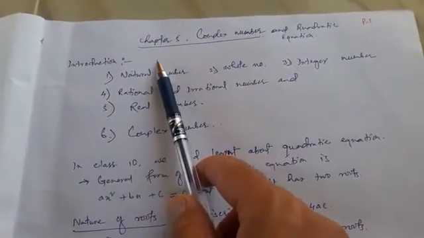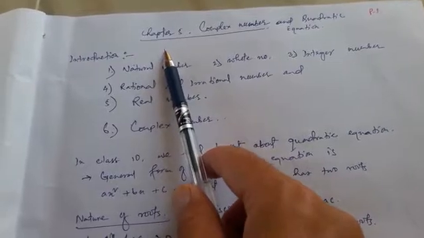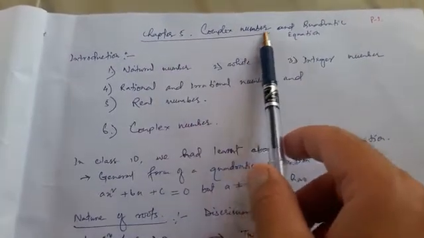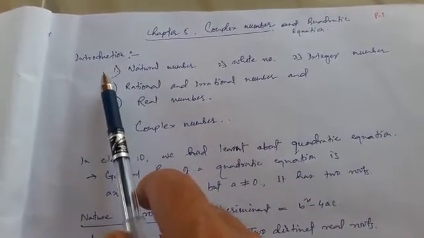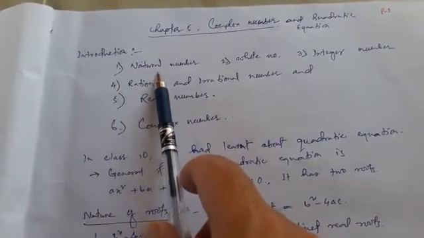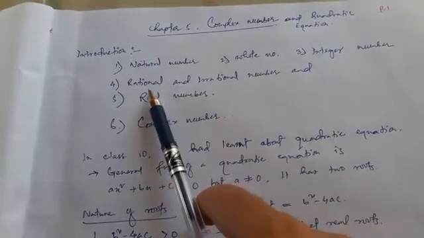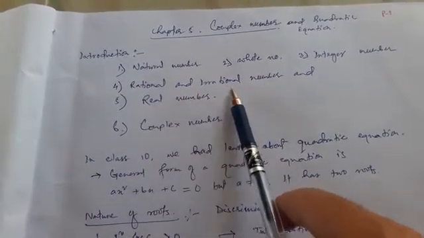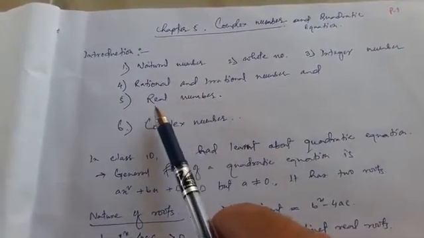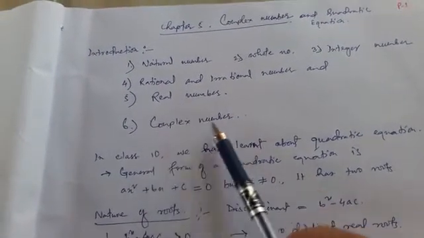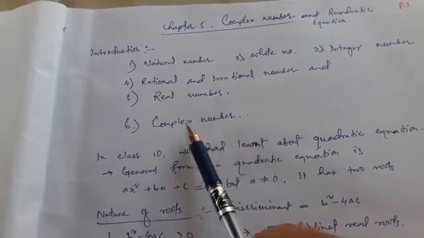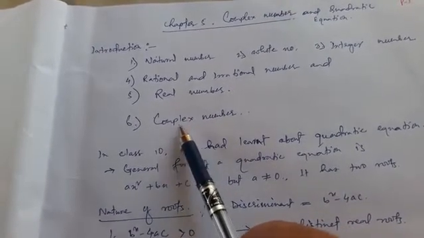Today let us learn about chapter number 5, complex numbers and quadratic equations. In the earlier classes we had learned about natural numbers, whole numbers, integers, rational and irrational numbers, and real numbers. These real numbers we learned in class 10. Now, complex numbers will be learned in this class 11.